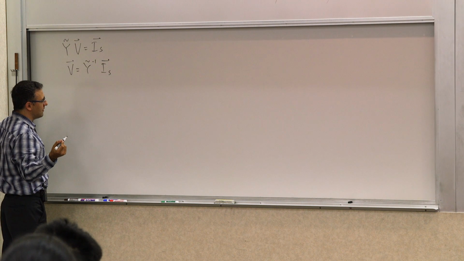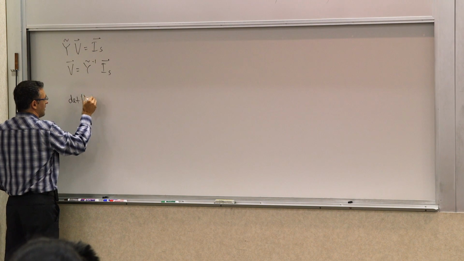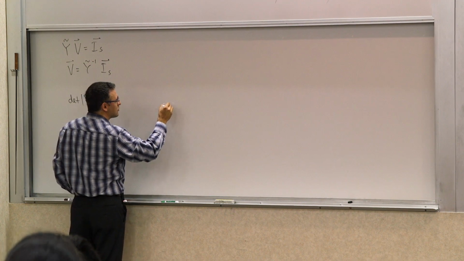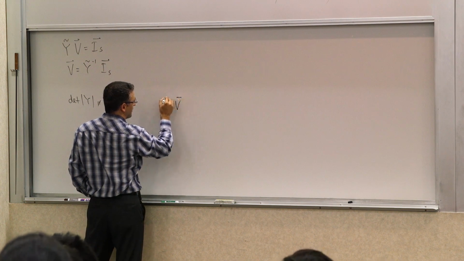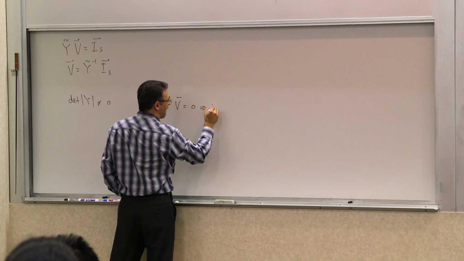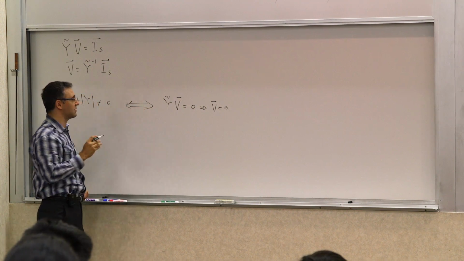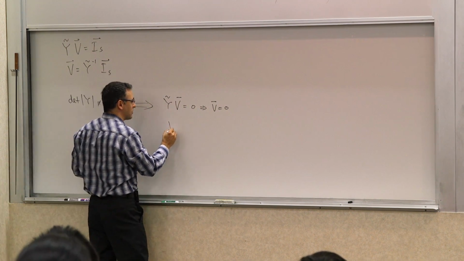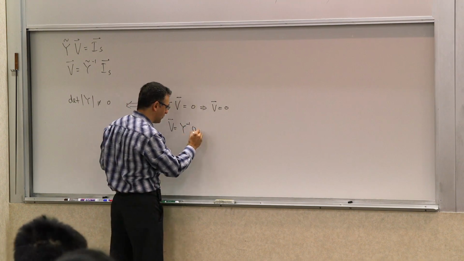So let's ask you this question. So if the determinant of Y is not 0, that means that the solution to, if we get rid of the I, the solution to Y V equals 0 is always that V is identically 0. These two things mean the same thing. As long as the determinant is non-zero, it means that you can invert this, right? And if you can invert it, it means that you can actually calculate V by applying the inverse to 0, which gives you 0.